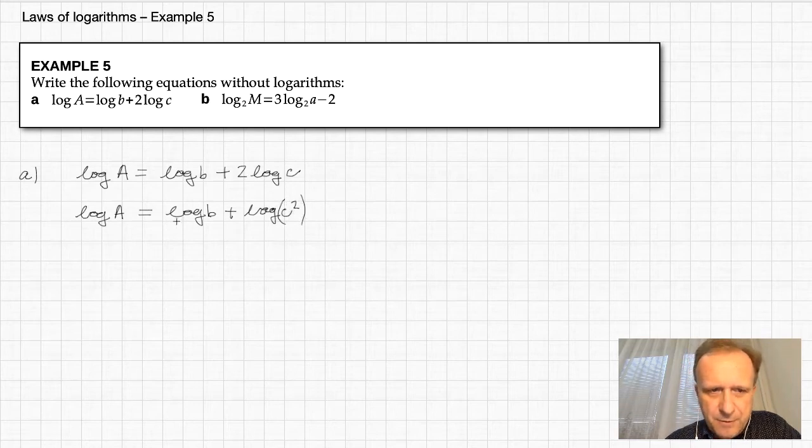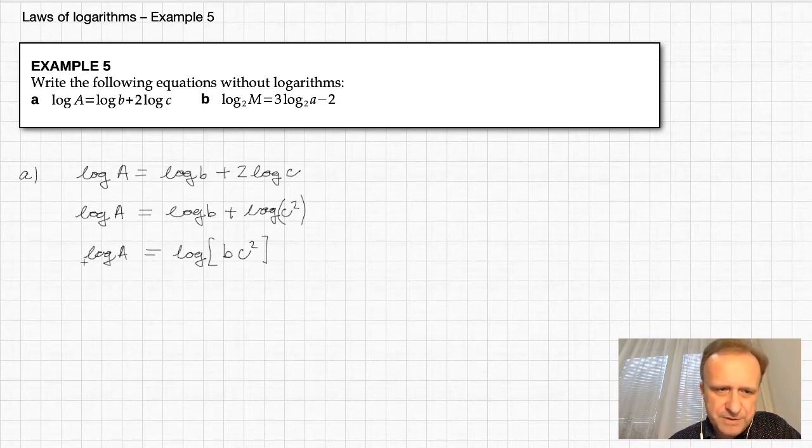Okay, now logarithm of a equals, and now I have the sum of two logarithms, and the sum of two logarithms is, according to the first logarithmic law, the logarithm of the product. So it's the logarithm of the product b times c to the power of 2, like this. Now, this is the situation that I aimed for. On the right hand side and on the left hand side I have one single logarithm.